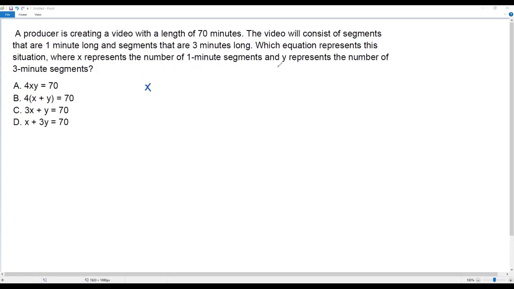Okay, now to find the total amount of time in this Y number of 3 minute segments, we have to multiply the number of segments Y and the length of each segment, that is 3. Y times 3 is 3Y.